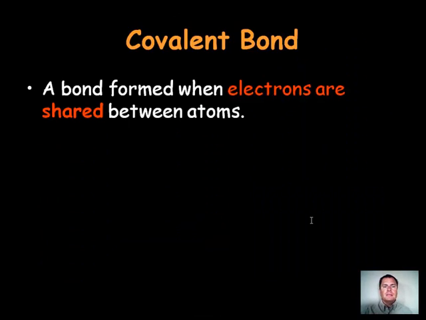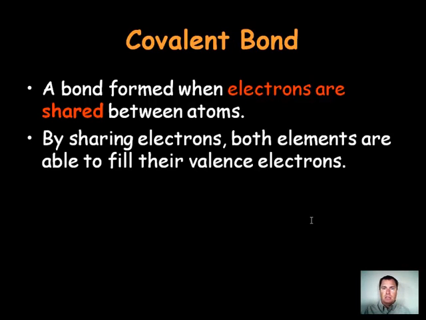A covalent bond is a bond formed when electrons are shared between atoms. So unlike ionic bonds where they transfer the electrons from one atom to another, in covalent bonding they're sharing. And by sharing the electrons, both elements are able to fill their valence shell. They see the electrons they're sharing from the other element as part of their own, and the other guy sees the other ones as their own. So they're sharing to fill up that outer shell, because remember, the whole reason for bonding is to become more stable.